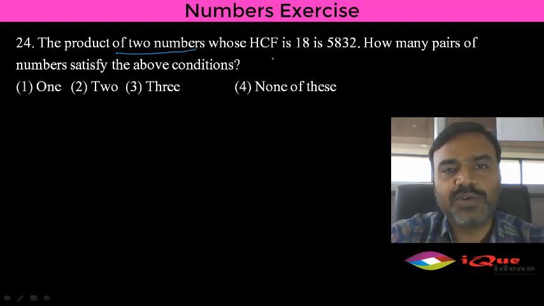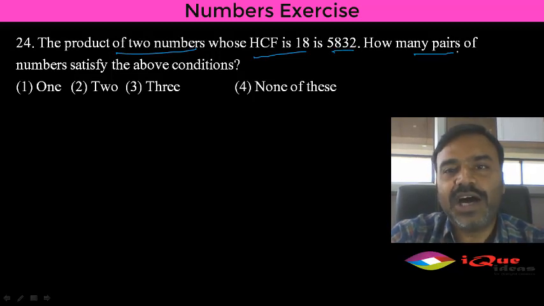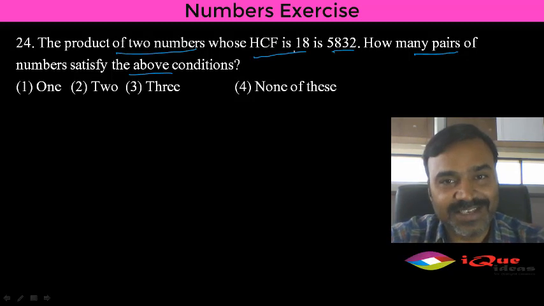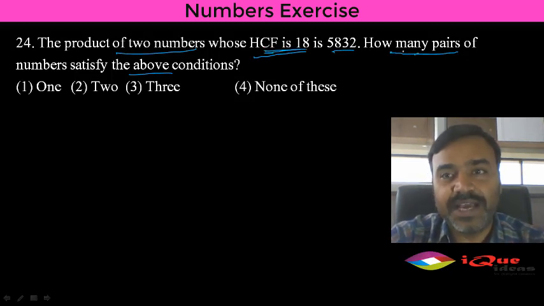Next question. The product of two numbers whose HCF is 18 is 5832. How many pairs of numbers satisfy the above condition? Now here it's not asking the LCM, right? It is a different question. How many pairs are possible?